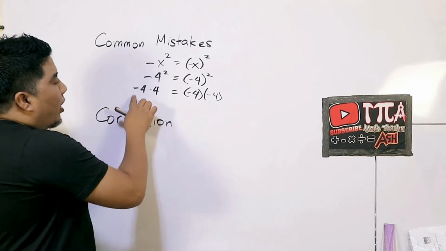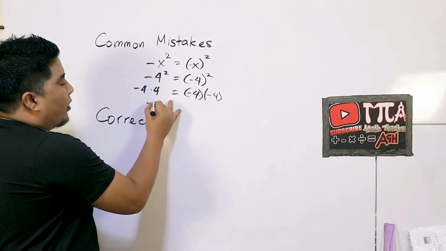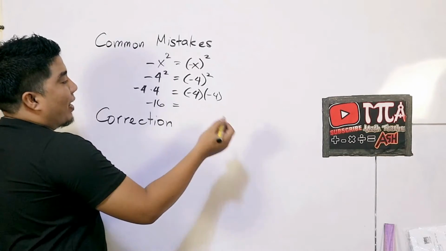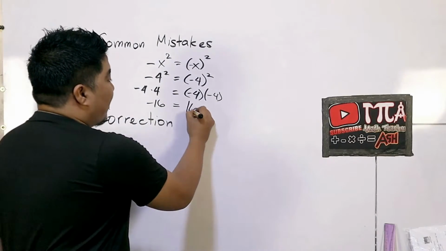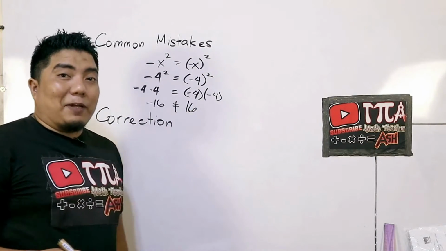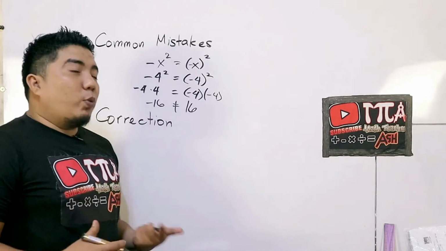Alright. So now, if we multiply this, negative 4 times 4, that is negative 16. If we multiply negative 4 times negative 4, that is positive 16. And that is not correct. Alright. How do we correct this one?